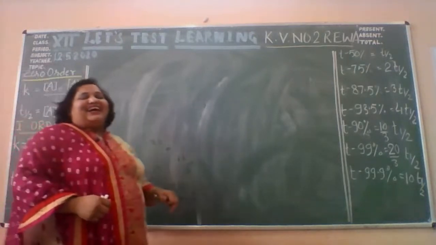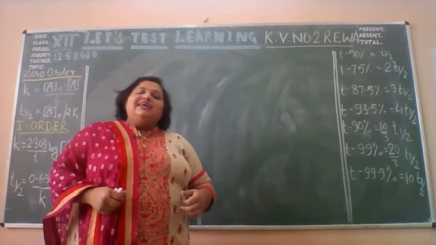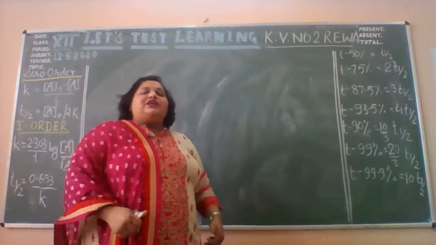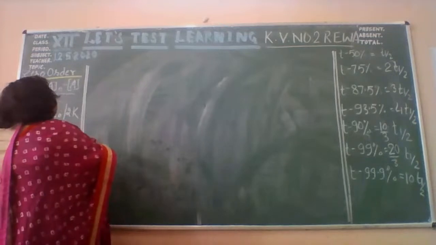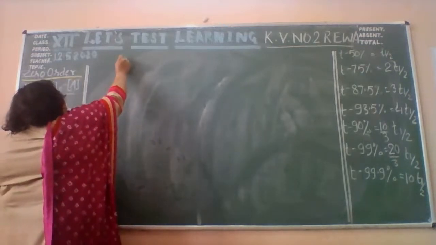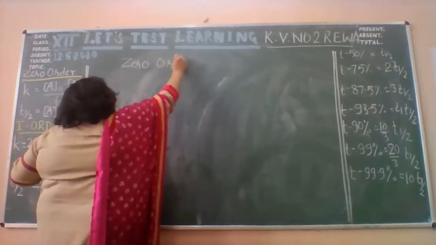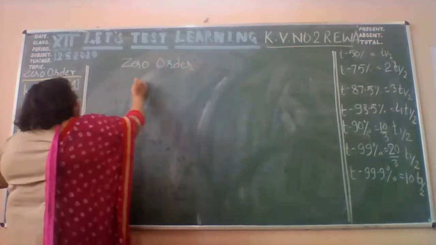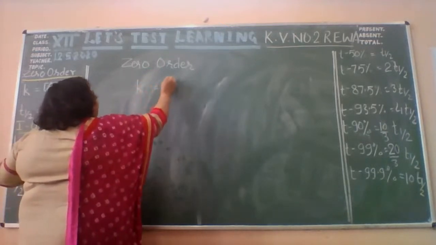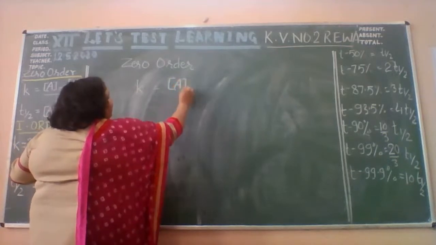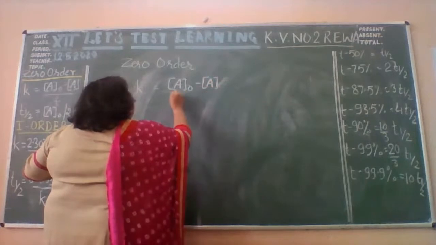But at the same time, I asked you to compare it with the zero order reaction. If you have done so far, it's very good. If you have not, I'm just going to show you. For the zero order reaction, the integrated rate law was k is equal to a naught minus a upon t.